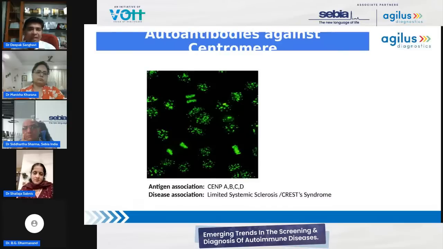You have the centromere pattern, which can also be detected by an ELISA, centromere ELISA, or an IFA. You can see a clear-cut pattern. Next slide.